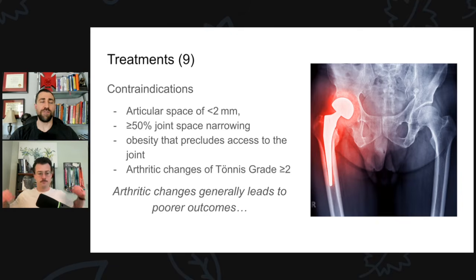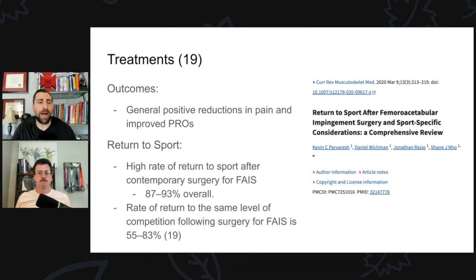The reason we've found this is that older patients generally have more arthritis. And if you have more arthritis, you have a worse outcome, right? If you're older without arthritis, then you'll have a great outcome from having FAI surgery. So good to keep that in mind. Arthritic patients tend not to do quite as well. What about outcomes?